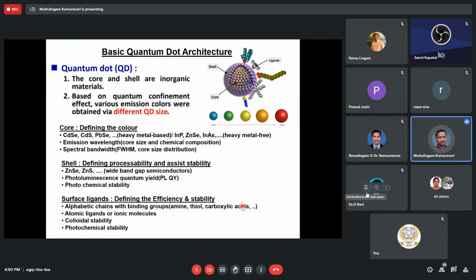And the next one, the ligand. The ligand actually helps to make processability easy. It also defines the efficiency of the quantum dots, because we can use short ligands or long ligands, which might change the efficiency. And the photochemical stability also is given to the quantum dots by the ligand.